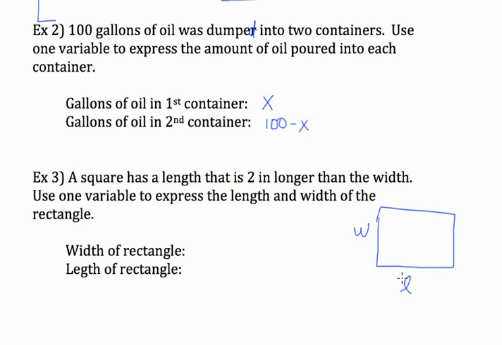But remember, I want both variables to be the same thing. Can I write this so that I just have one variable in it? If I have W here, I know that the length is 2 inches longer than the width. So I can name this piece width plus 2. So my 2 quantities are the variable W and then W plus 2.